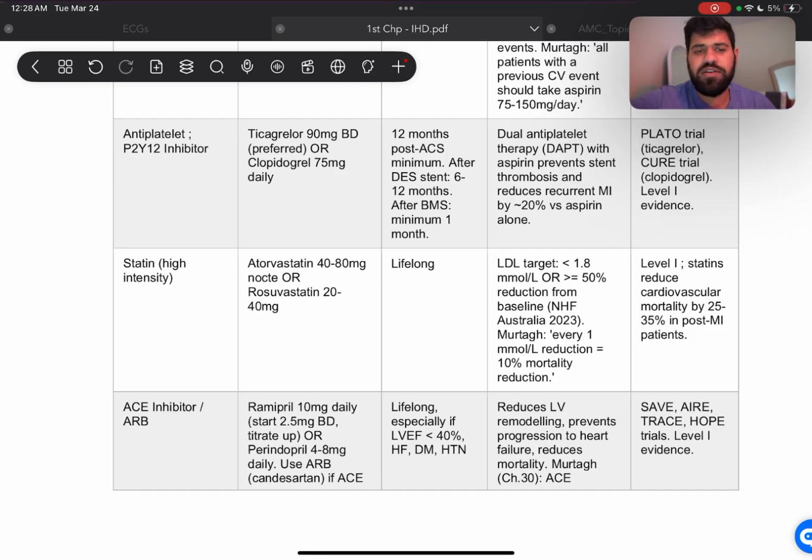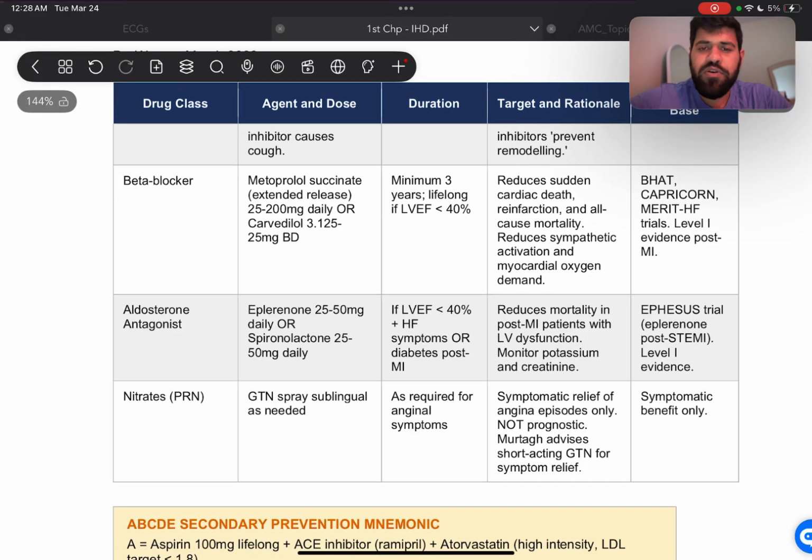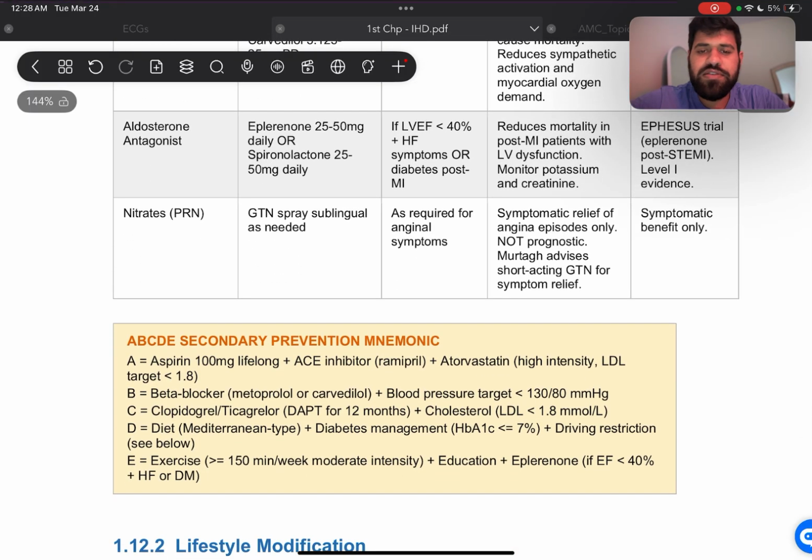So statin, high intensity statins, again lifelong. ACE inhibitors, ARBs, lifelong. Then beta blockers is going to be given for 3 years minimum, and if the left ventricular ejection fraction is less than 40%, then again lifelong. Aldosterone antagonist, lifelong if LVEF is less than 40% and there are heart failure symptoms or diabetics post MI. Nitrates is going to be PRN, or as required.